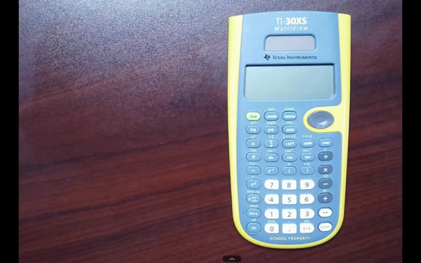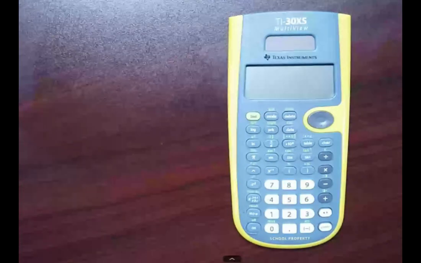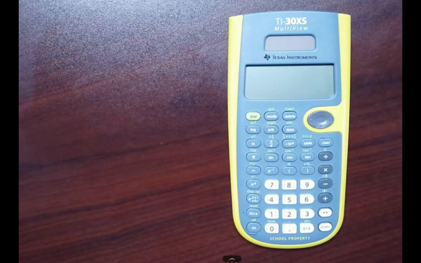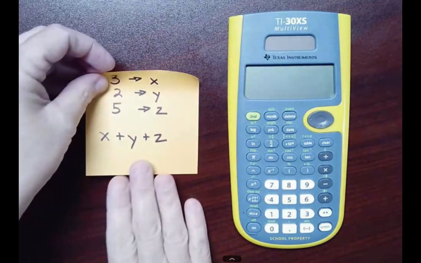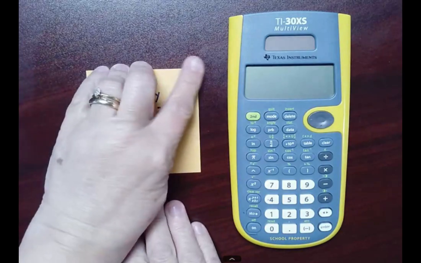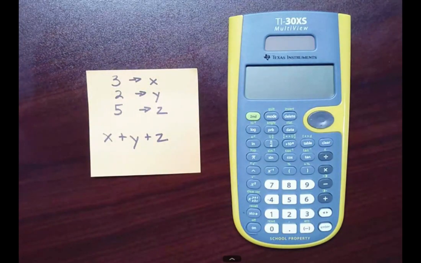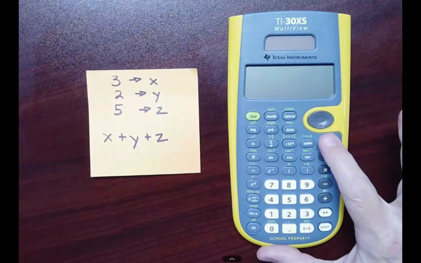As I mentioned earlier, the calculator will store up to 7 variables. Let's explore how to store more than one variable. Remember the sequence: number, store, letter, enter. We're going to follow this sequence for every variable that we need to store. So let's do these 3 variables. We're going to store 3 for X, 2 for Y, and 5 for Z. And then we're just going to add those 3 together.